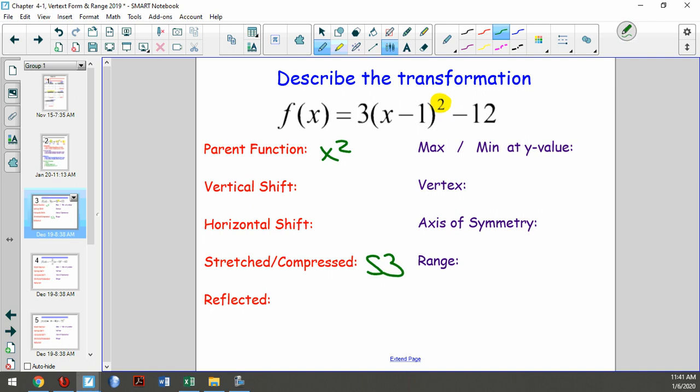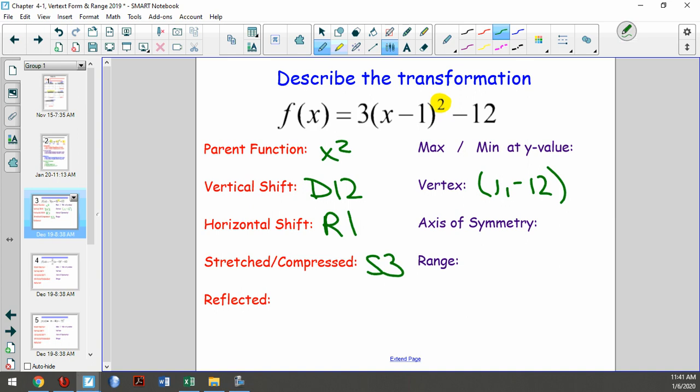Let's go. Then, what's the minus 1 do? It goes to the right 1. So that is my horizontal shift. What does the minus 12 do? Down 12. Now, from there, what can I immediately get? What is my vertex? My vertex is going to be 1 and negative 12, because to the right is positive 1, and down 12 is going to be negative 12.